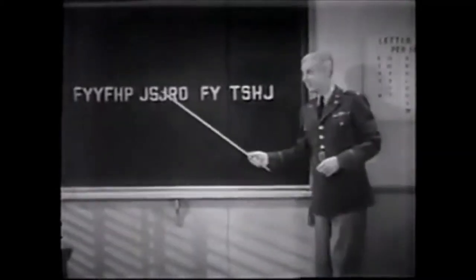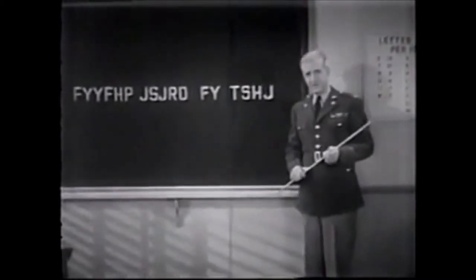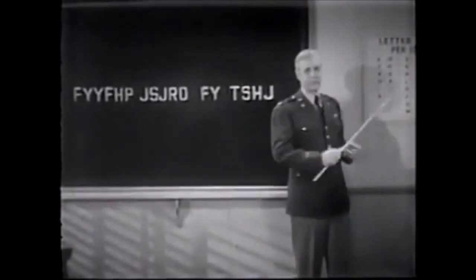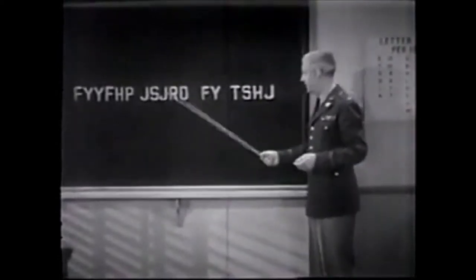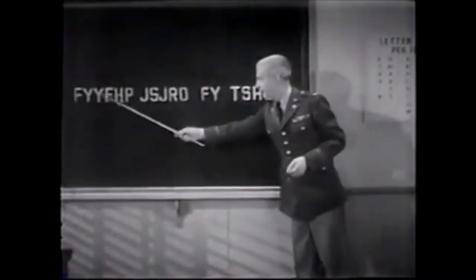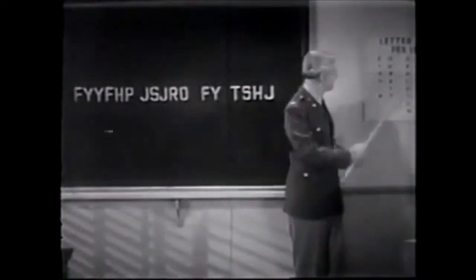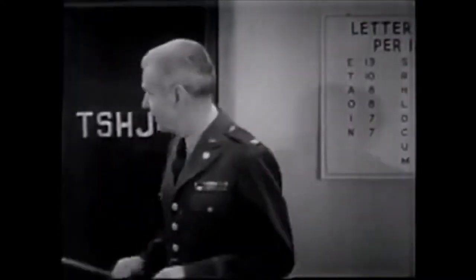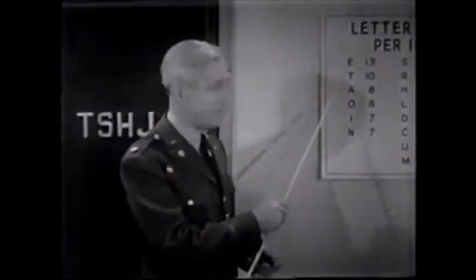Now here we have a secret code message which was intercepted by one of our men. Let's try to solve it by using our frequency chart. Taking note that the letters J, F, and Y are used most frequently. Now one of these should represent E. The other two are apt to be either T or A.